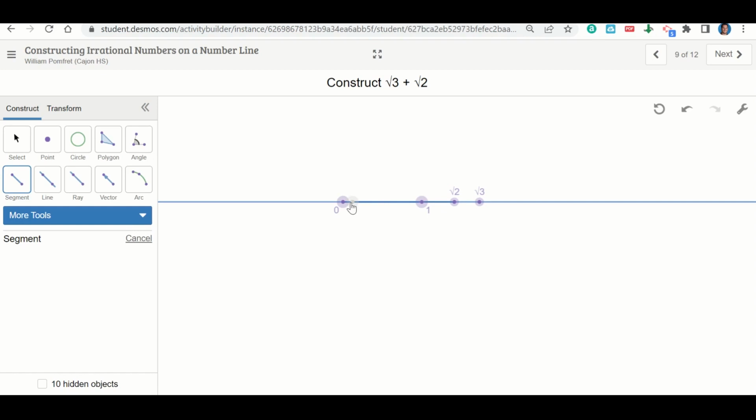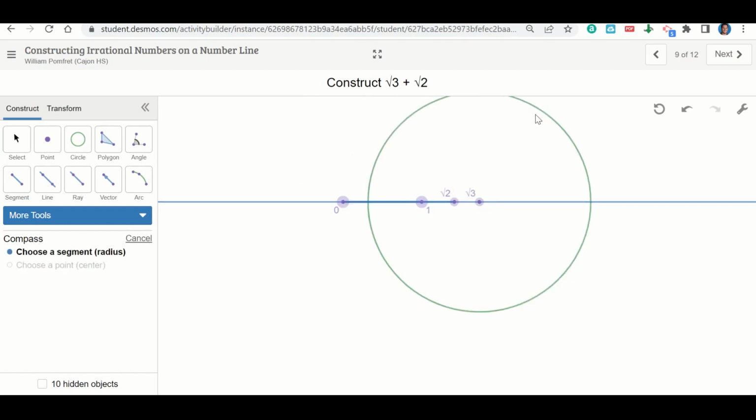Now, if I can copy this distance over to the other side of square root of 3 over here, then that should add them together. So let's go ahead and do that. So I'm going to go ahead and use the compass tool. So more tools, compass. I want this distance here. So that gives me square root of 2. And I want to add that to square root of 3.